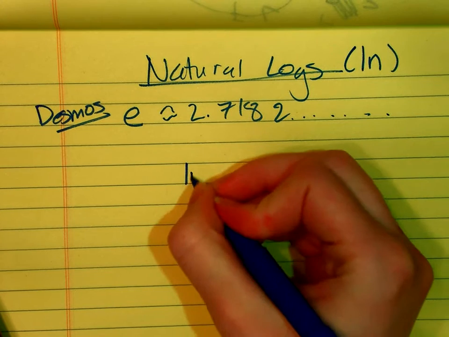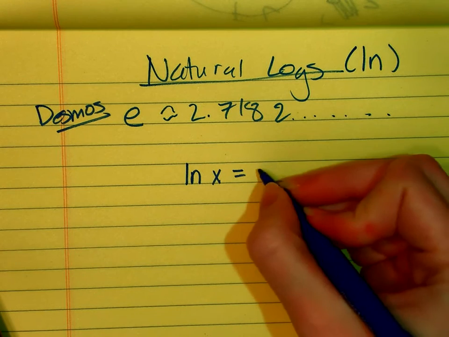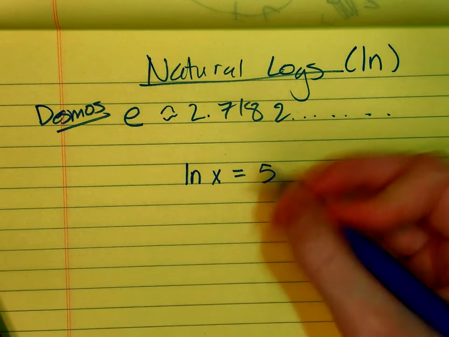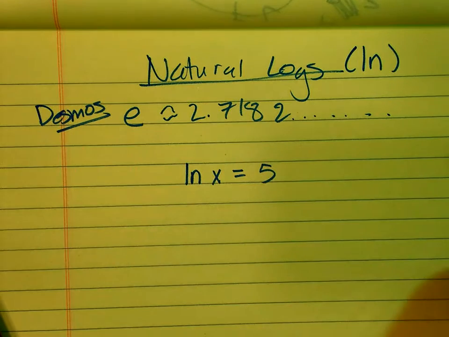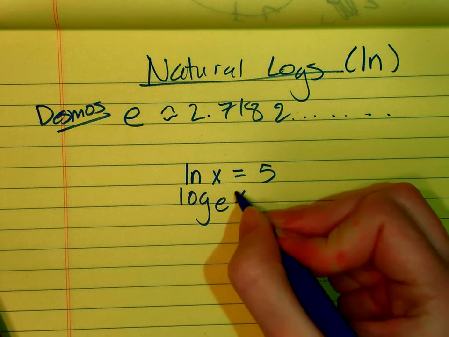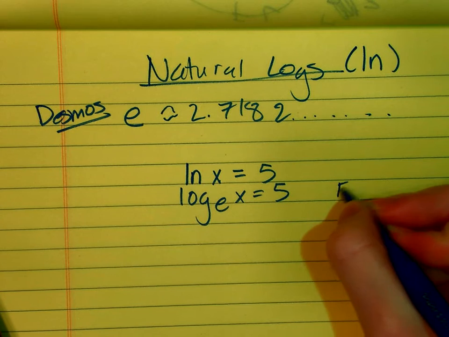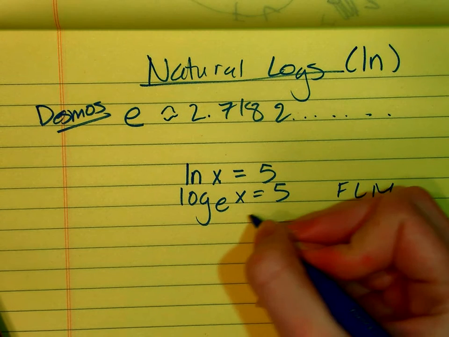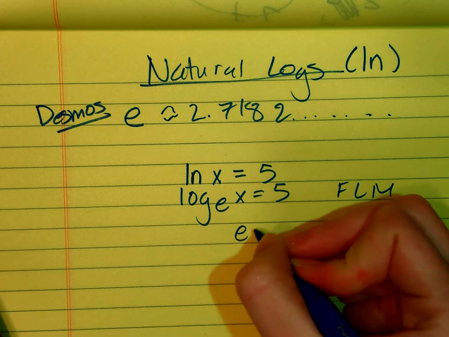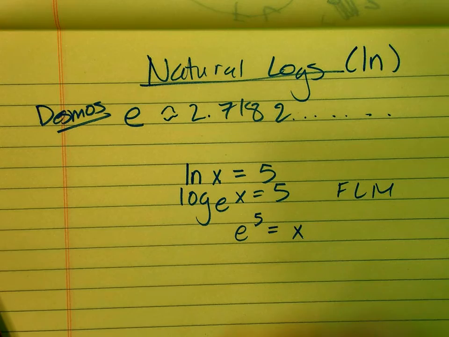So a really basic example, let's say I have ln of x equals 5. Now if I want to rewrite this so that it looks like a normal log, that means that I have log base e of x is 5, which if I use my first last middle rule means that I rewrite that as first e to the last 5 equals x.